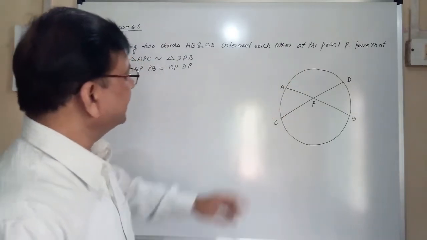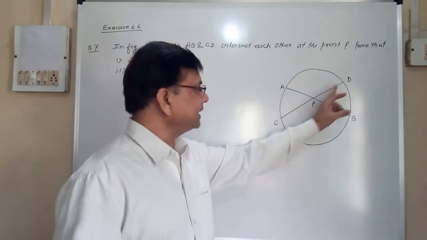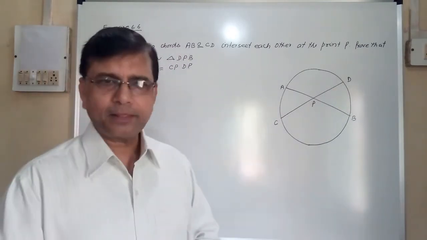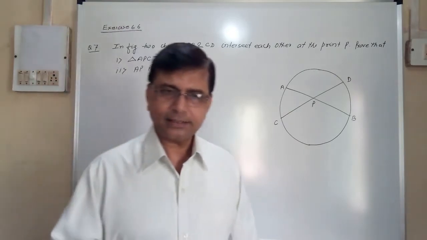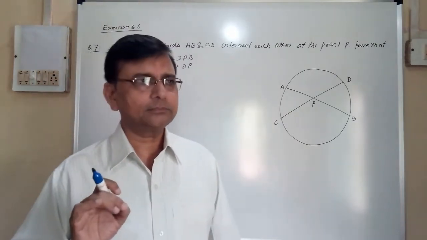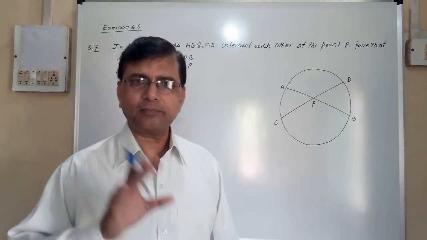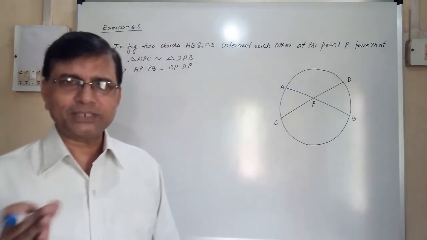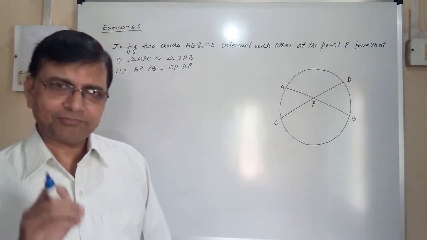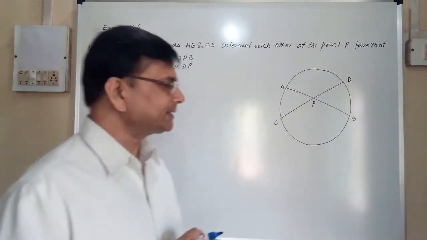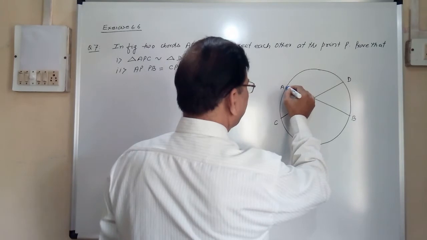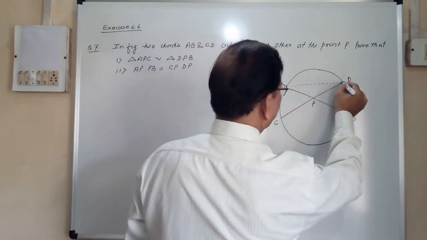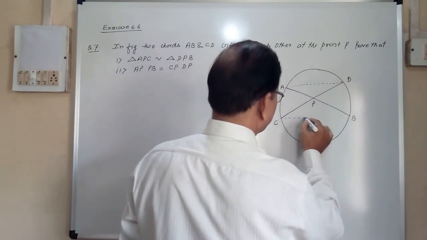So what is given? AB and CD. These are two chords of the circle. So in this case we will use one property of the circle and chord. So you must have studied in case of circle. If not, then I will explain this. This is a chord and this is also a chord.